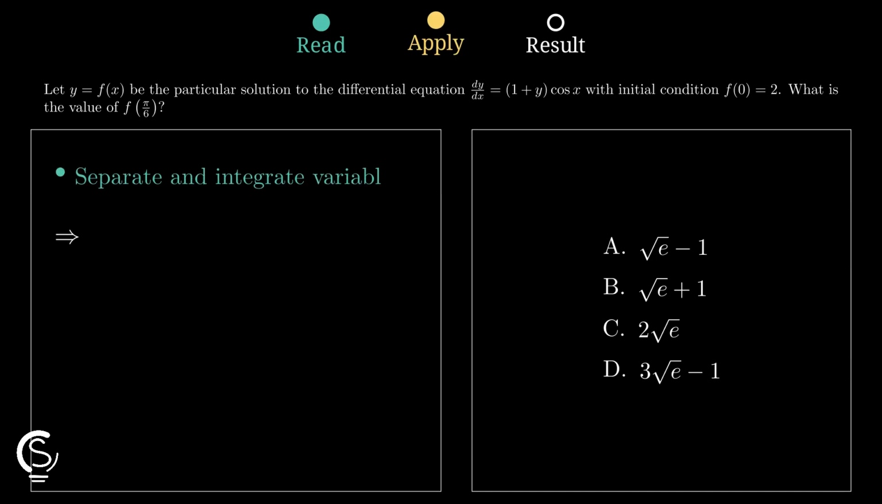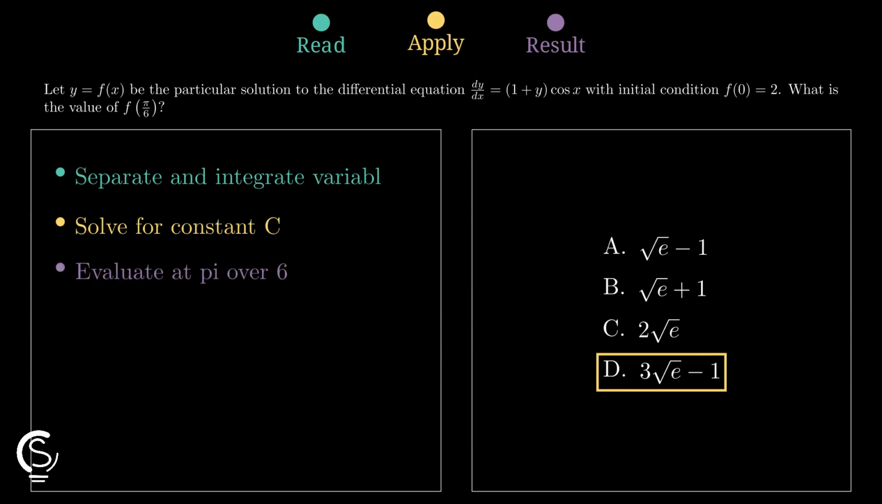Using the initial condition f of 0 equals 2, we find the natural log of 3 equals c. Finally, substitute pi over 6 for x. Since sine of pi over 6 is 1/2, y equals 3 times root e minus 1.